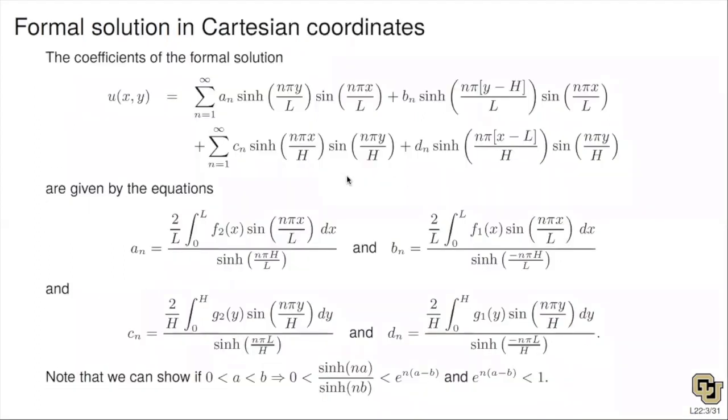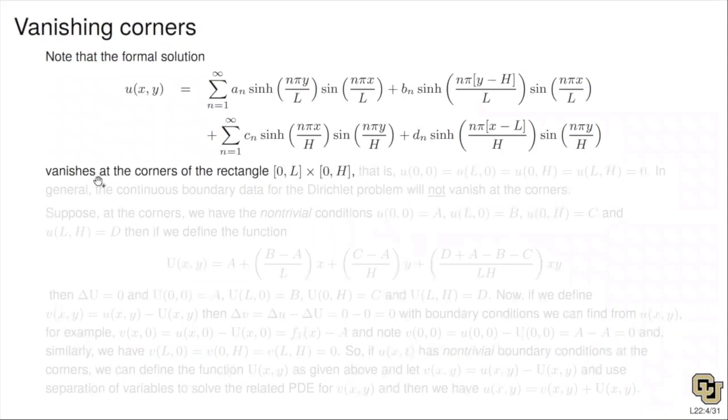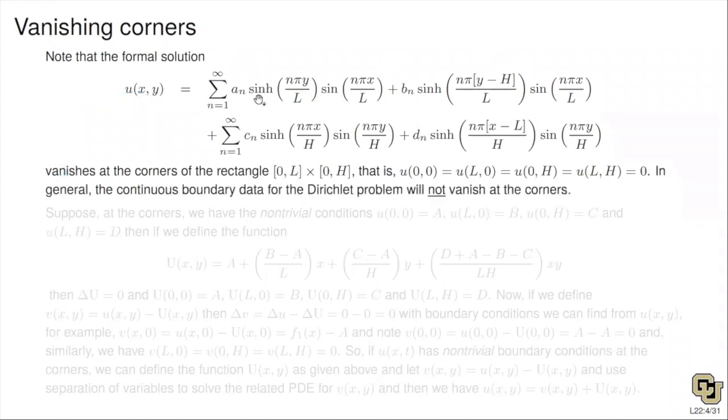So I want to talk about, as I mentioned here, if you look at this formal solution, it's 0 on the boundaries. So here I say vanishes at the corners. What I mean is if you evaluate the formal solution at (0,0), (L,0), (0,H), (L,H). Remember, our domain is this rectangle, and we've got 0 down here. I forget which one's H and which one's L, but you can look at the picture. So what if we have data that does not disappear at the corners?